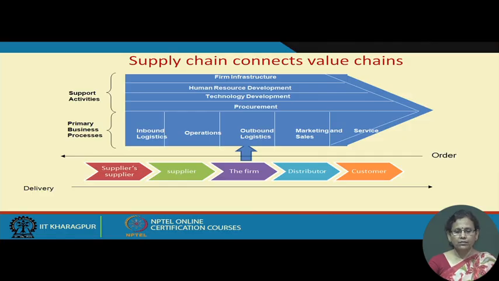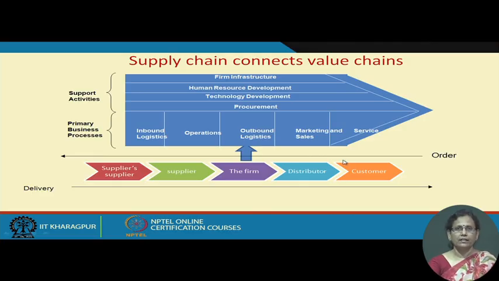To remind you, what is a value chain? Value chain consists of the primary business processes of an organization and many supporting activities. So, every company will have its own value chain depending on the nature of the company. Maybe the activities will differ a bit, but the fundamental principles behind these activities will remain the same irrespective of the type of product and service it is offering.